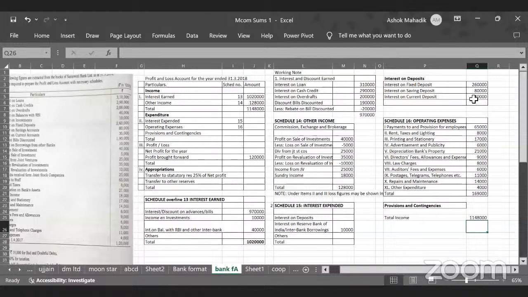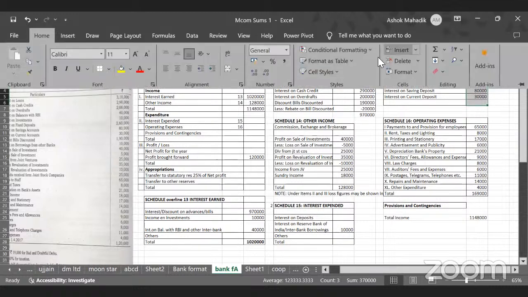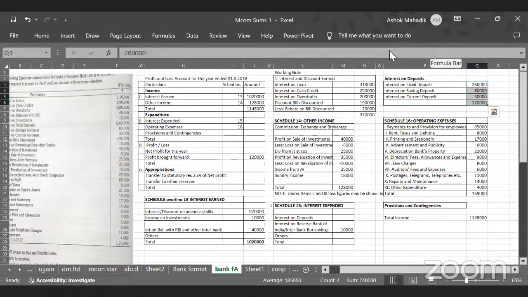Interest on deposits. See, on the right hand side, we have made one small schedule of all the interest paid to depositors, whether savings account or current account. Well, let us see how much total they give us. It is 3,70,000. So I'll put here in schedule 15, 3,70,000. Okay. This is a lengthy sum.